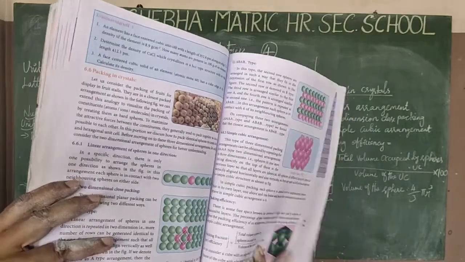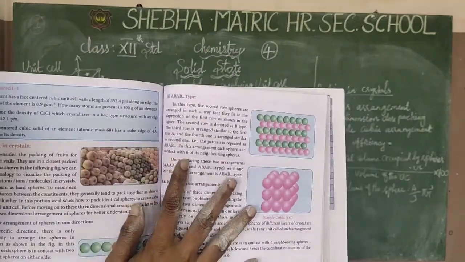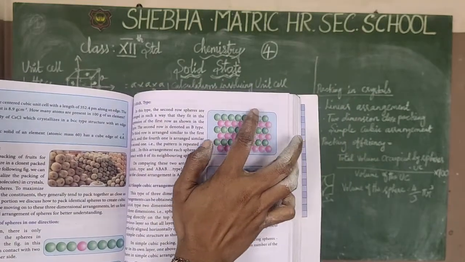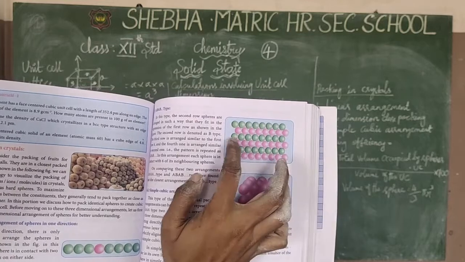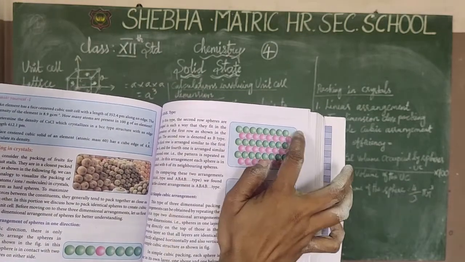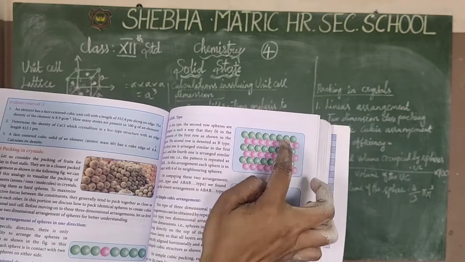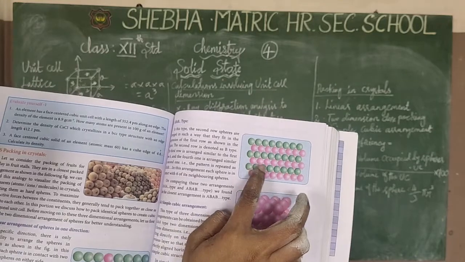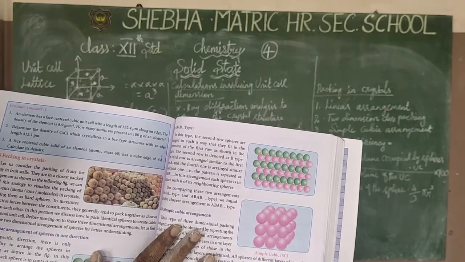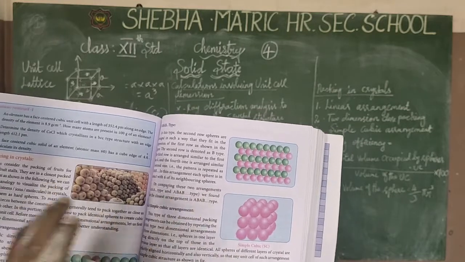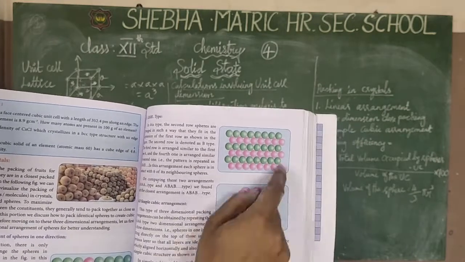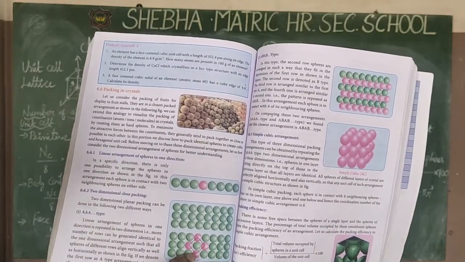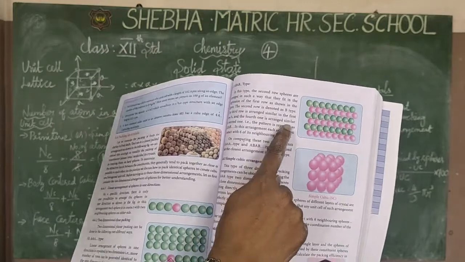Okay, and then go for this AB type. AB type means the first row is green color and the second row is pink. Green, pink, green, pink. If you consider green as A and pink as B, so AB. It looks like an AB type. In this AB type, each sphere also contacts six neighboring spheres. So it is called AB type of arrangement. So can you understand about the AA type and AB type?